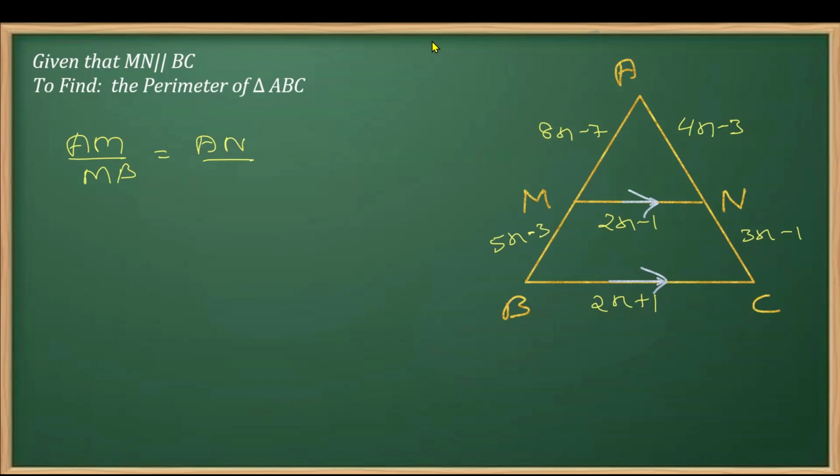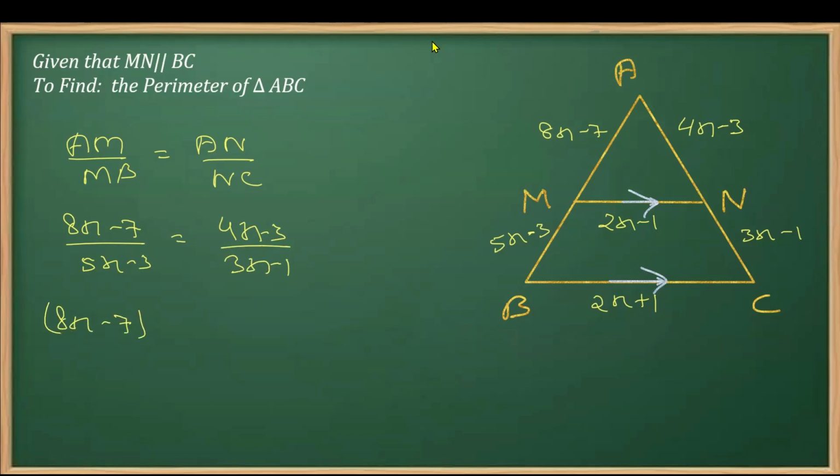Let's plug in the values. AM is 8x minus 7 and MB is 5x minus 3. AN is 4x minus 3 and NC is 3x minus 1. Now we can do cross multiplication. So 8x minus 7 multiplied by 3x minus 1 should be equal to 4x minus 3 multiplied by 5x minus 3.